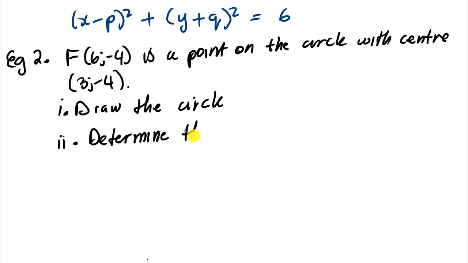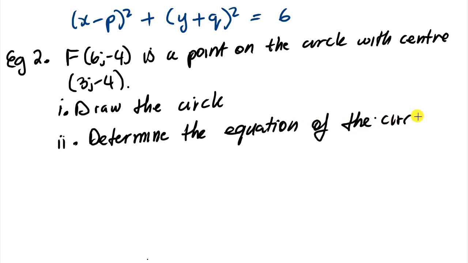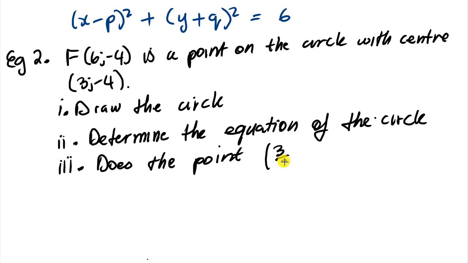Okay, determine the equation of the circle. Roman figure 3, I will say, does the point 3/2 and -2 lie on the circle? Does it lie on the circle? We will see.